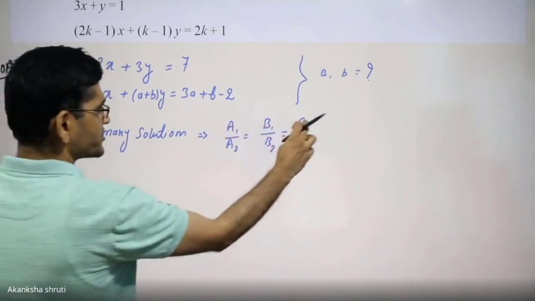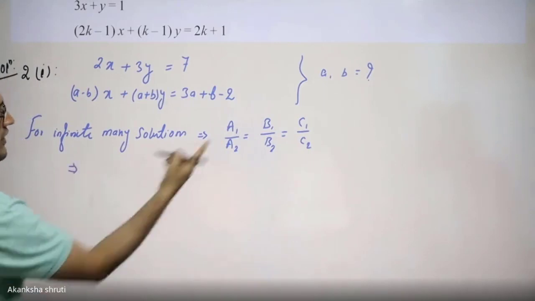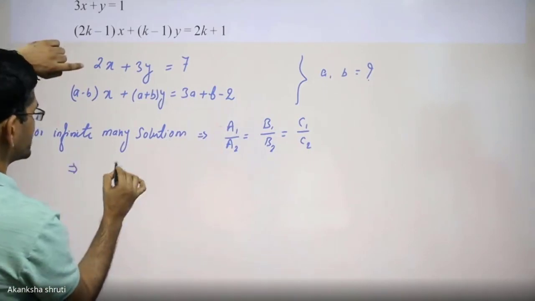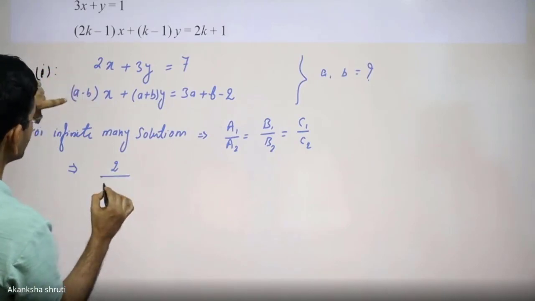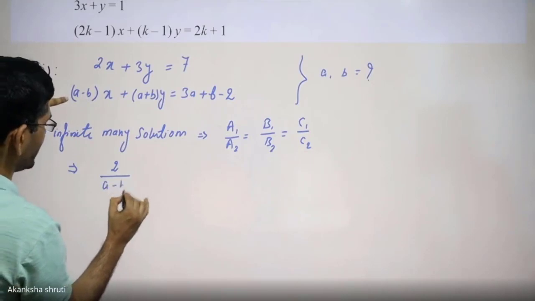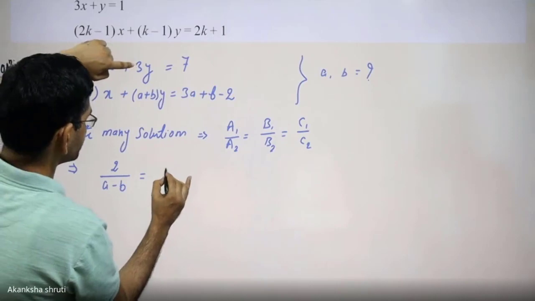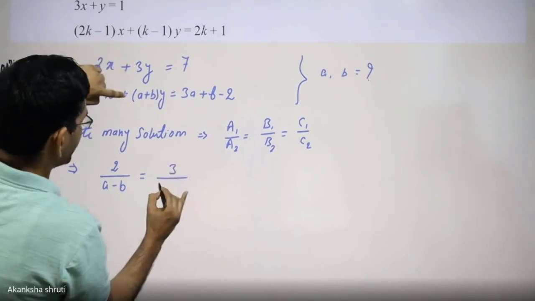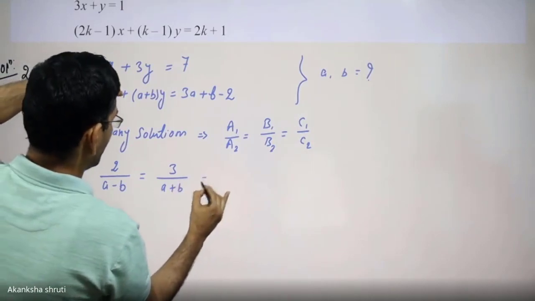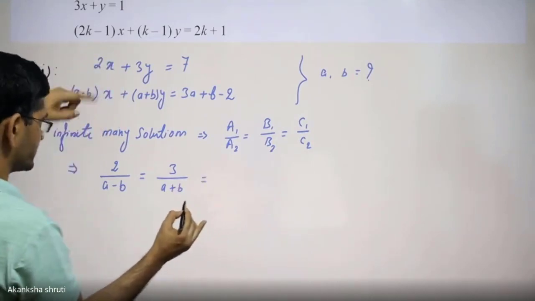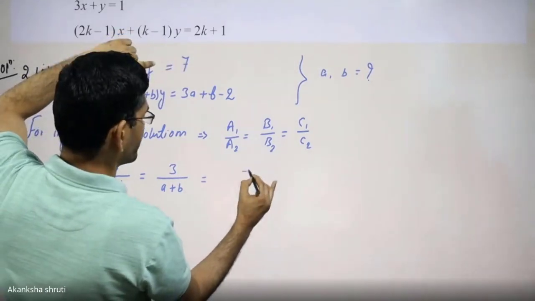Now we have to substitute this A1 by A2, meaning the coefficients of x. One is our 2. The coefficient of x from equation 2 is a minus b, is equal to the ratio of the coefficients of y, 3 divided by a plus b, is equal to the next one, this one. This 7, when brought to the left hand side, becomes minus of 7.